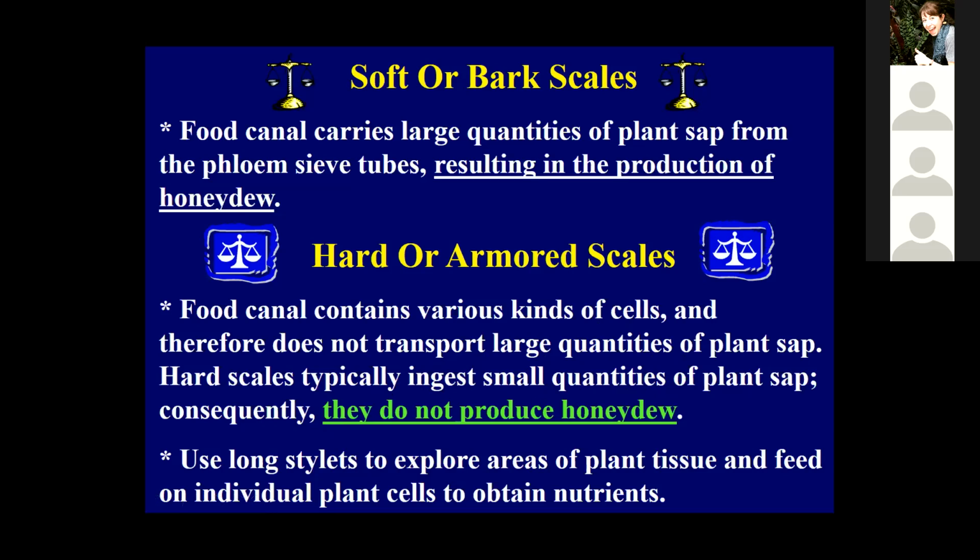So if you see scales on a plant and you see no honeydew, or you don't see ants or black sooty mold, because the ants are going to feed on the honeydew and protect these scales from the natural enemies, you know you're dealing with a hard scale. And then they use their long stylets to explore areas of the plant tissue, and they tend to feed on individual plant cells, not necessarily in the phloem sieve tubes. Okay, so let's talk about the several soft scales and harder armored scales.